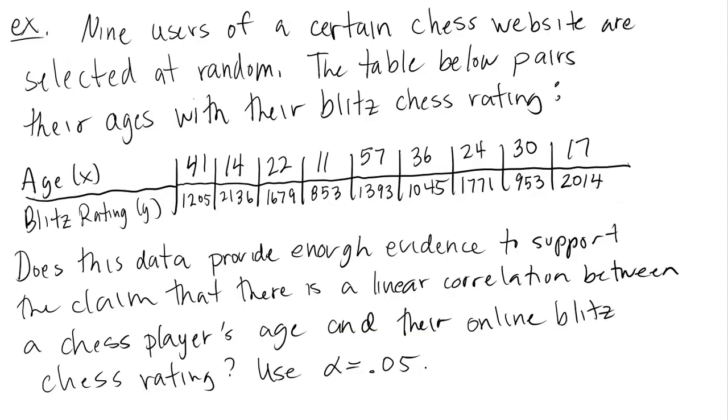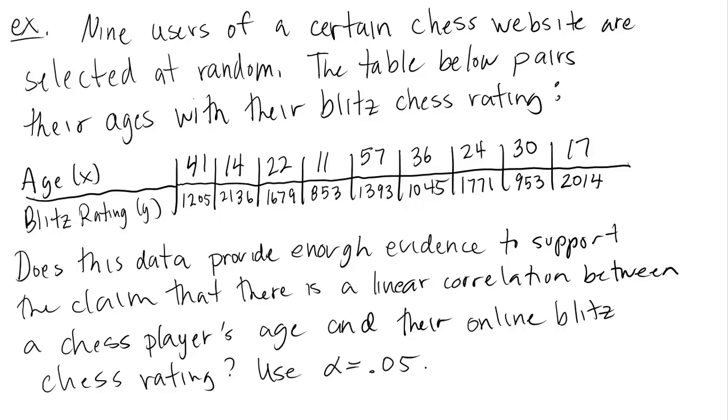9 users of a certain chess website are selected at random. The table below pairs their ages with their Blitz chess rating. So at the top you see the user's ages. At the bottom you see their Blitz rating. Blitz is just a kind of speed chess. Does this data provide enough evidence to support the claim that there's a linear correlation between a chess player's age and their online Blitz chess rating?